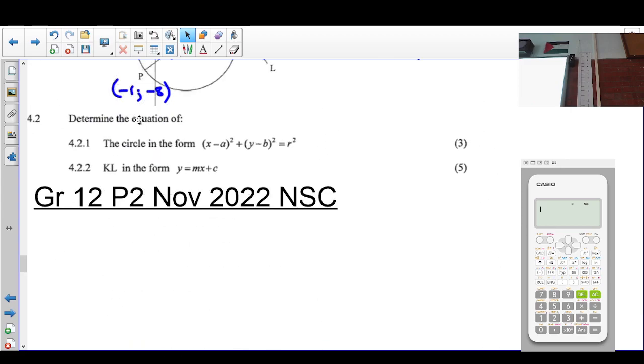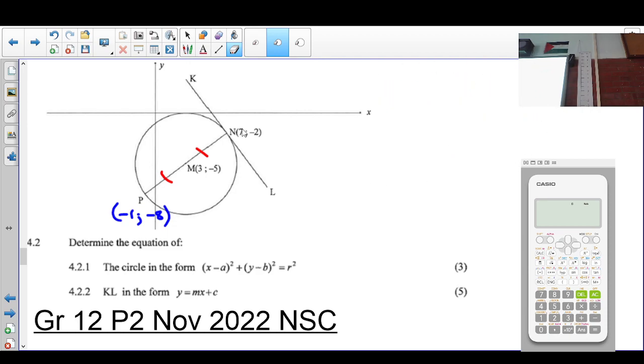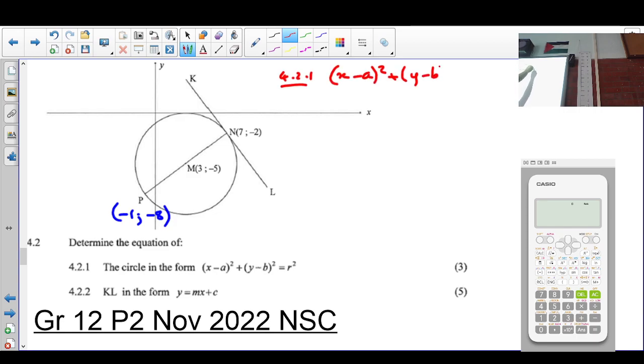Question 4.2, we are told determine the equation of the circle in that form. So if you got this circle, so it's 4.2.1, it will be in the form of (x - a)² + (y - b)² = r², where a and b is the center of the circle, so it's going to be (x - 3)² + (y + 5)² = r².